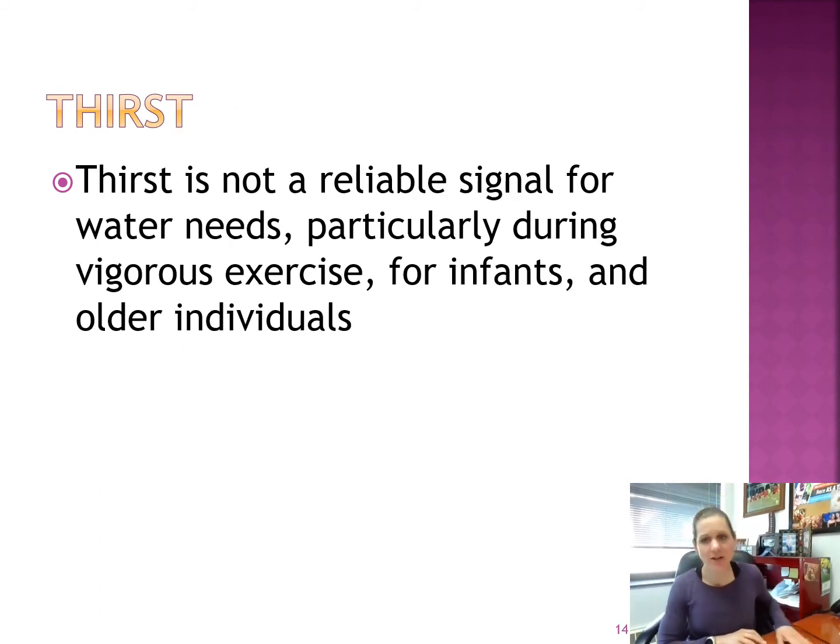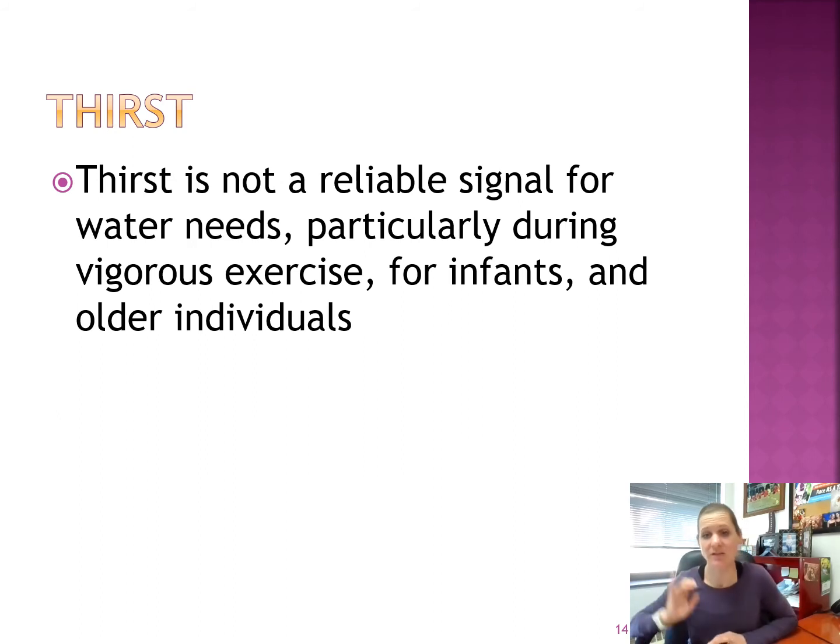So again, we've talked about how much fluid we need and how much fluid we're losing. Ideally, those two factors should match every single day. And how do you know how much you need? Certainly the environment is going to play a huge role in determining how much fluid I actually need on a day-to-day basis. And it turns out that thirst is not a reliable signal for water needs, particularly during vigorous exercise.